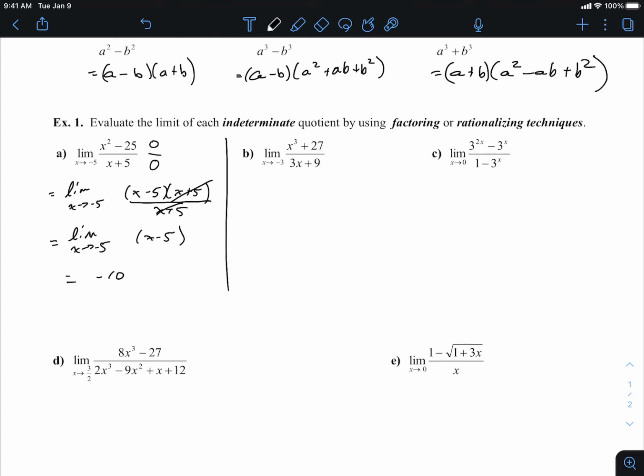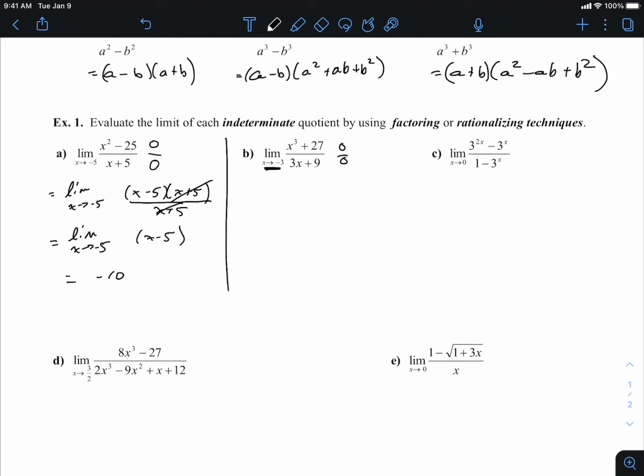Now we can do the exact same thing here. We're going to see that when I try to see what happens to this function as x approaches negative 3, we get the same thing, 0 over 0 here. And so again, we're going to have to simplify the expression that we see.